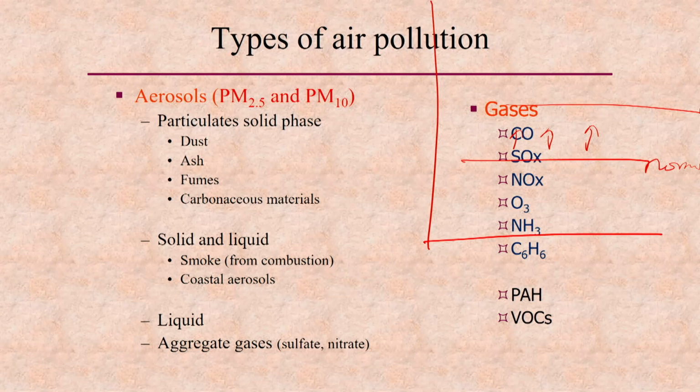Some examples of particulates are solid particles like dust, ash, fumes, and carbonaceous materials. Then there are solid and liquid ones also, like smoke from combustion, which is again carbonaceous material. Then there are things like coastal aerosols, which are neither solid nor quite liquid, more liquid. That can also be included. Then in liquids you have aggregates like sulphate and nitrate.